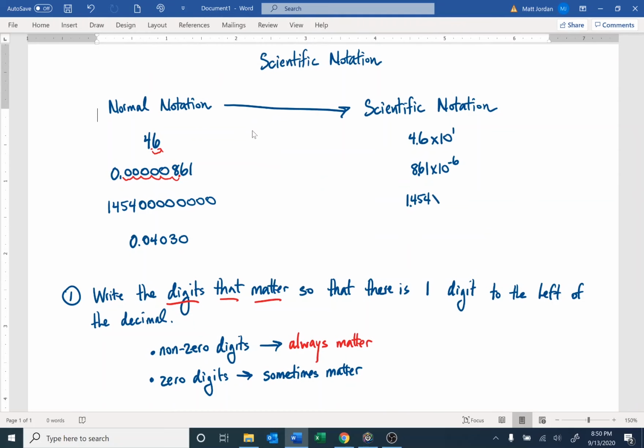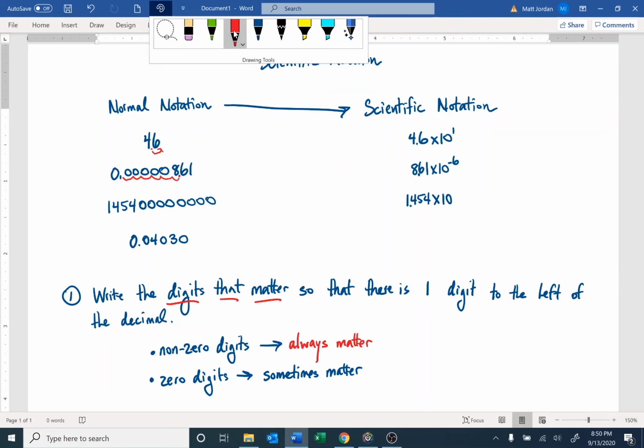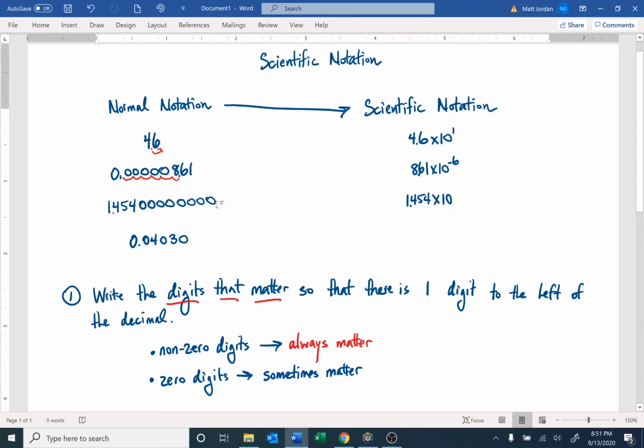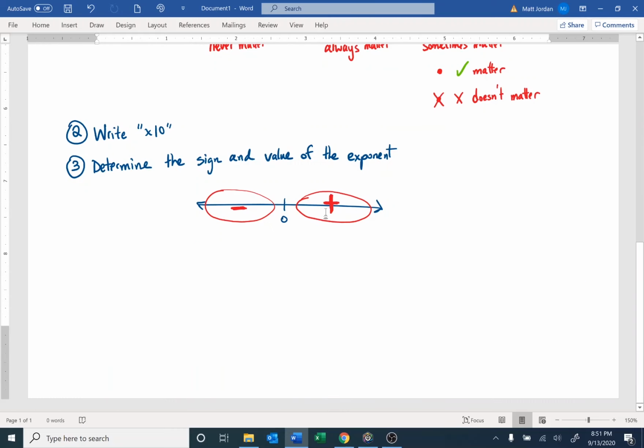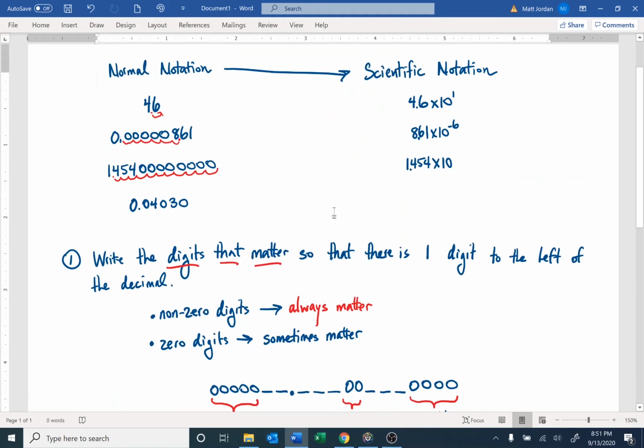Then step 2 says write times 10. Now my decimal went between the 1 and the 4. The implied decimal is over here by this 0. So I need to move that decimal 1, 2, 3, 4, 5, 6, 7, 8, 9, 10, 11 times. And I'm moving it in the positive direction, and I moved it 11 times. So the exponent will be positive 11. 1.54 times 10 to the 11 is how you would write that value in scientific notation.